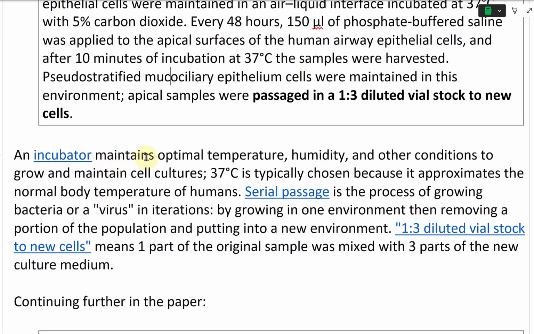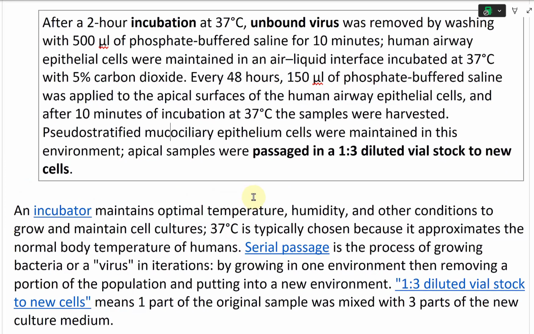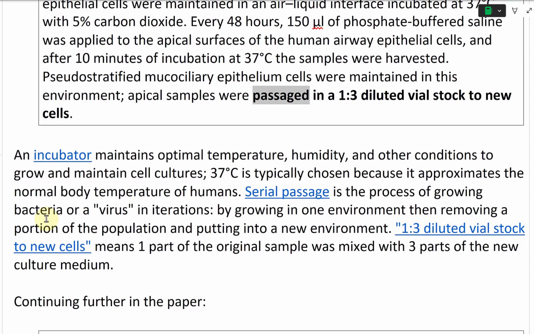An incubator maintains optimal temperature, humidity, and other conditions to grow and maintain cell cultures. And 37 degrees is typically chosen because it approximates the normal body temperature of humans. And serial passage, referring to this passage right here, is the process of growing bacteria or a, quote, virus in iterations by growing in one environment, then removing a portion of the population and putting it into a new environment.